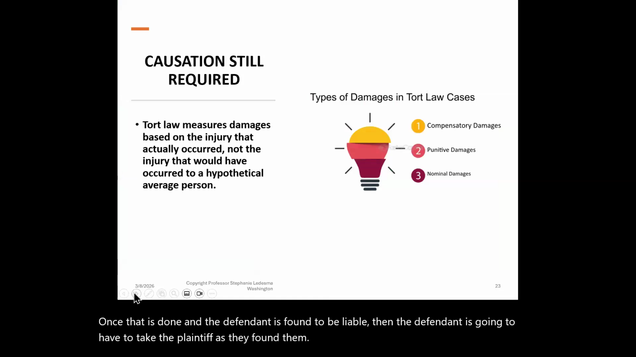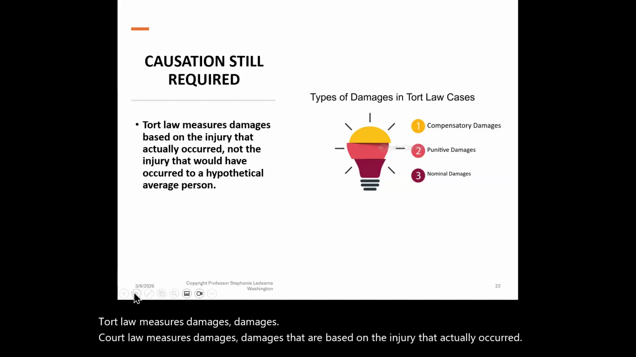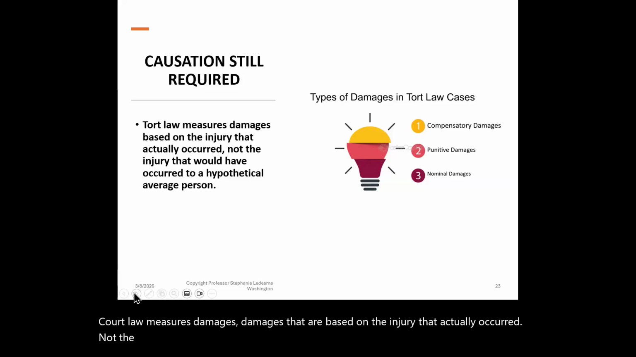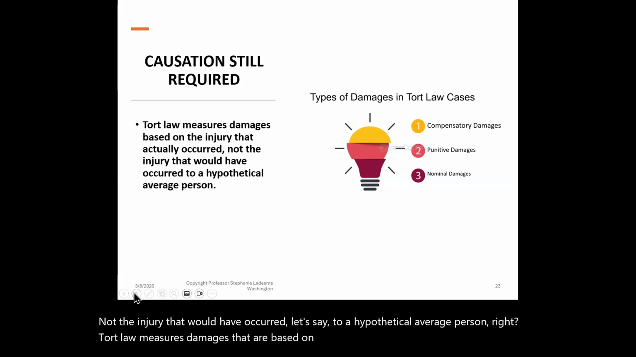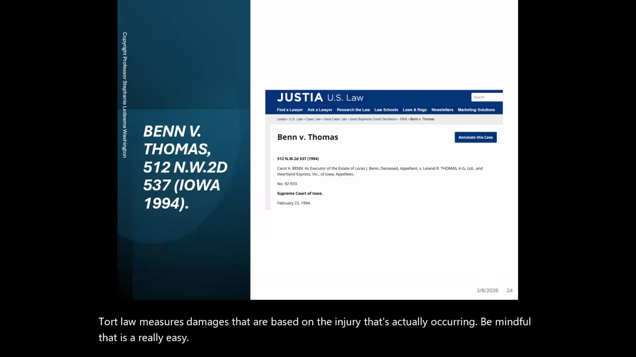Tort law measures damages that are based on the injury that actually occurred, not the injury that would have occurred, let's say, to a hypothetical average person, right? Tort law measures damages based on the injury that's actually occurring. Be mindful, that is a really easy multiple choice question setup. All right, let's move on.